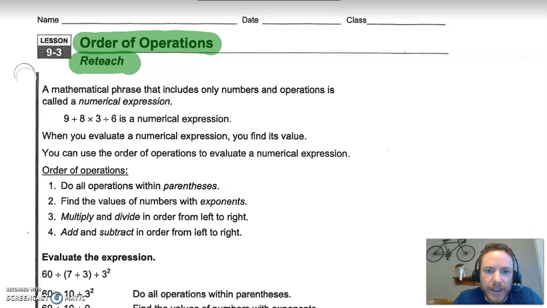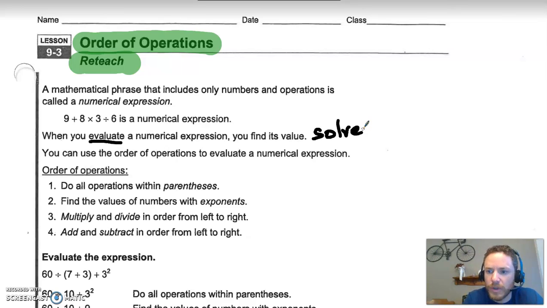A mathematical phrase that includes only numbers and operations is called a numerical expression. And then they provide an example. 9 plus 8 times 3 divided by 6 is a numerical expression. When you evaluate a numerical expression, you find its value. In other words, evaluate means to solve. You can use the order of operations to evaluate a numerical expression.